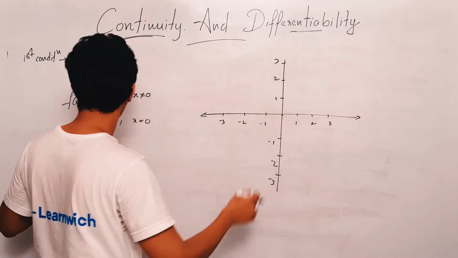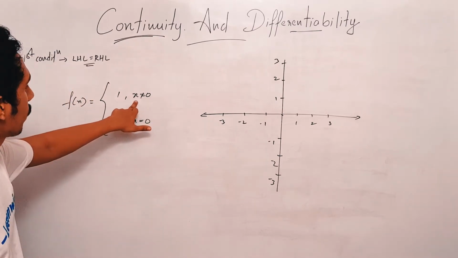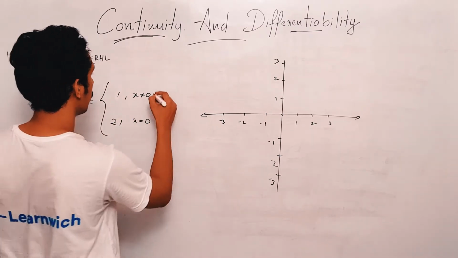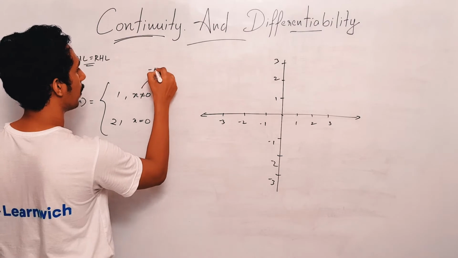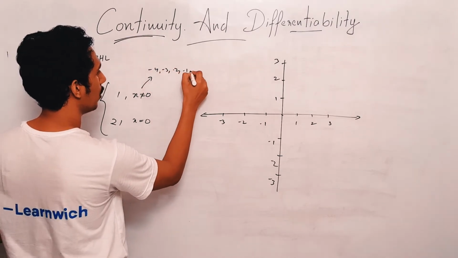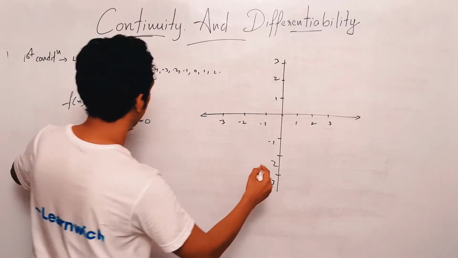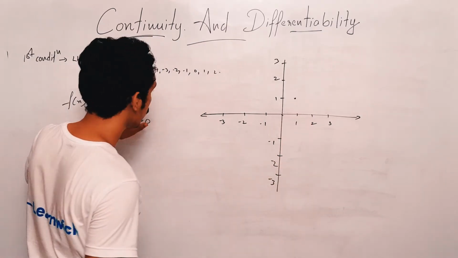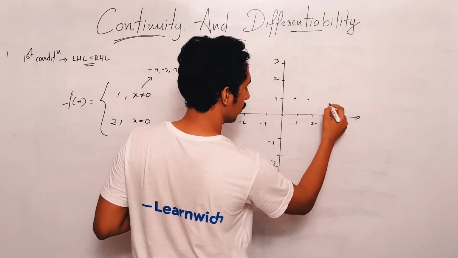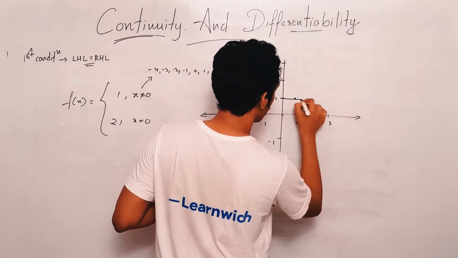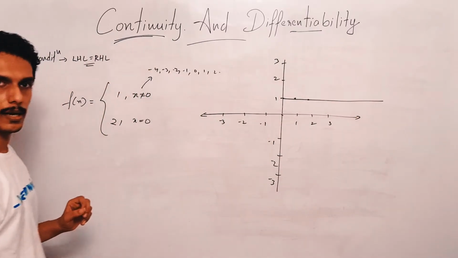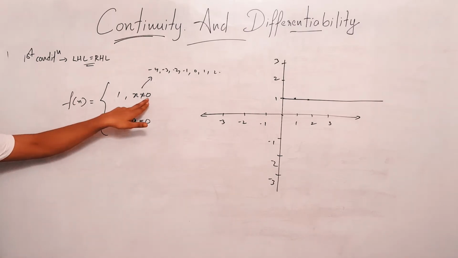Okay, so let's draw the graph for x not equal to 0. What are the possible values of x not equal to 0? X can be -4, -3, -2, -1, 0, 1, 2, 3, etc. For x equal to 1, it's 1. For x equal to 2 also, it is 1. For x equal to 3, it is going to be 1. So it's a straight line like this. Correct?